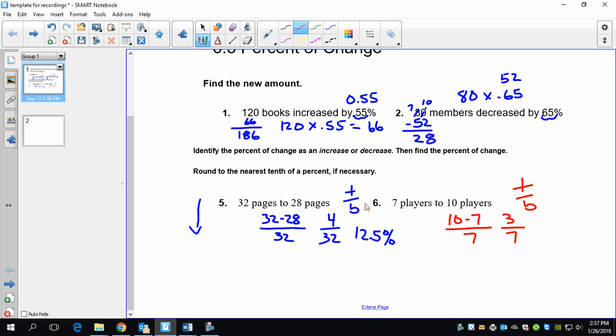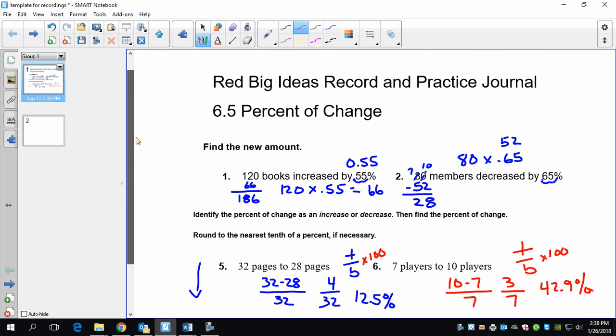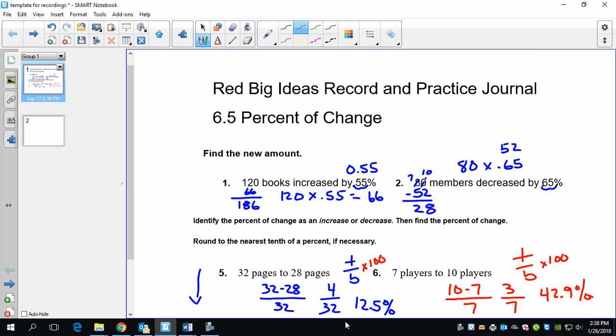And actually, I forgot to tell you to times it by 100 if you didn't know it over here for that one. But top divided by bottom times 100, 3 divided by 7, and we're going to get something around 42.9%. And this is percent of change, and it is dealing with more percent on 6.5 in our red Big Ideas Record and Practice Journal.